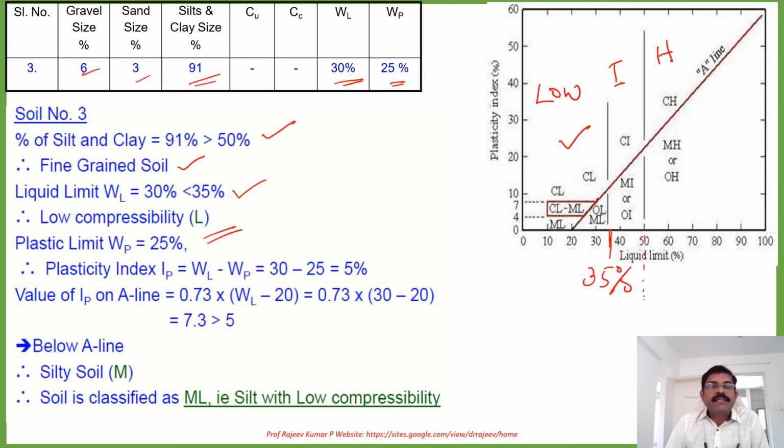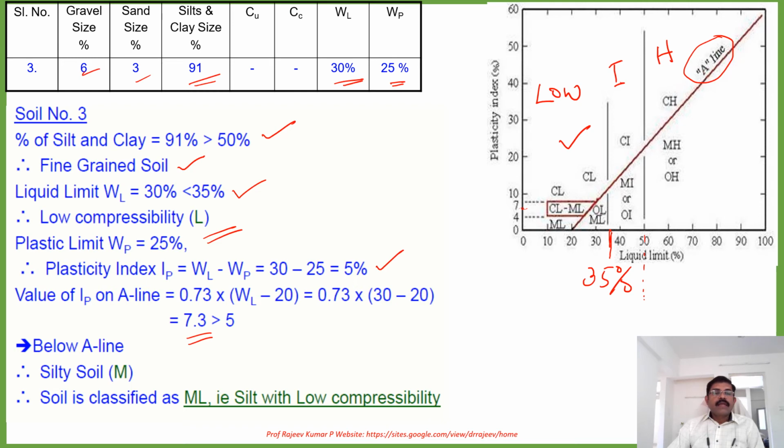Now as usual we have done earlier, we can find out the plasticity index, that is 5%, and the value on the A line is 7.3. The plasticity index of 7.3 is calculated using the equation for the A line, but we got the value as 5% from the data given. So 5% is somewhere here. It is below the A line.